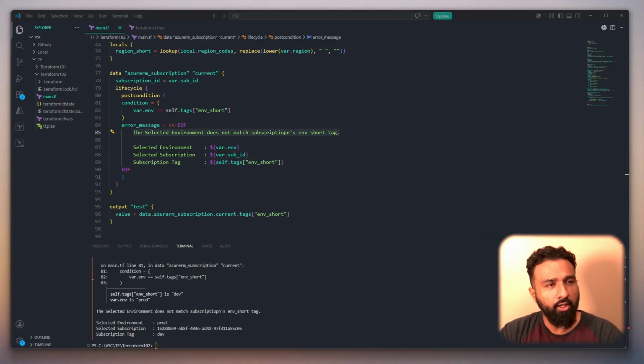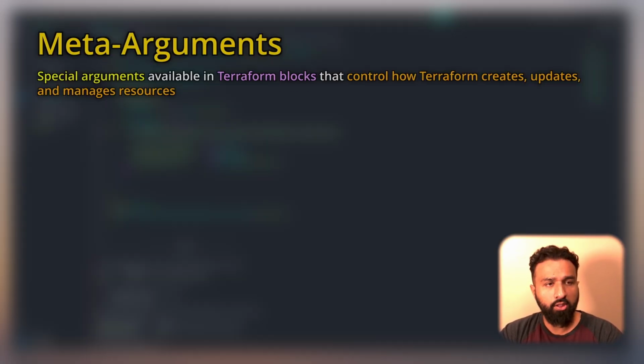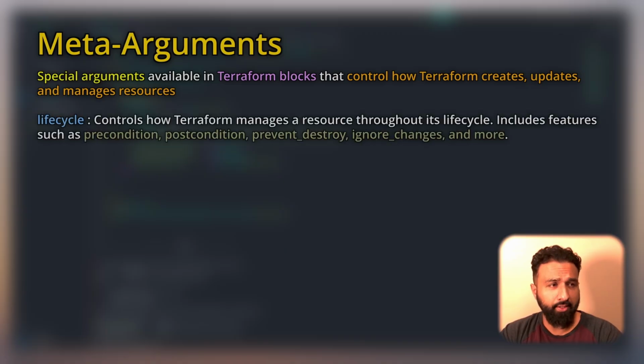Before we continue, let's talk about this lifecycle block, which is a meta argument. Meta arguments are special arguments in Terraform that control how Terraform behaves. Unlike arguments such as name, location, or SKU, they don't configure the resource itself. Instead, they control how Terraform creates, updates, and manages that resource. We just explored one of them called lifecycle. It gives us more control over how Terraform manages a resource through its lifecycle. Inside the lifecycle block, we have features such as precondition and postcondition to validate our deployments.